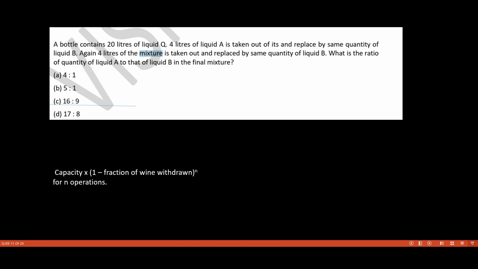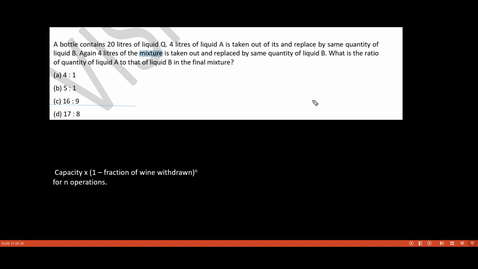Now let's see this question. A bottle contains 20 liters of liquid A, and 4 liters of liquid A is taken out of it and replaced by the same quantity of liquid B. Again 4 liters of mixture is taken out and replaced by the same quantity of B. What is the ratio of liquid A to that of liquid B in the final mixture?